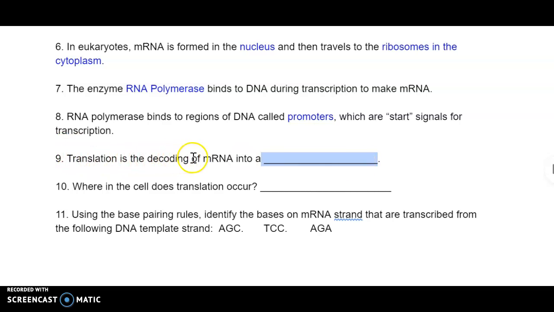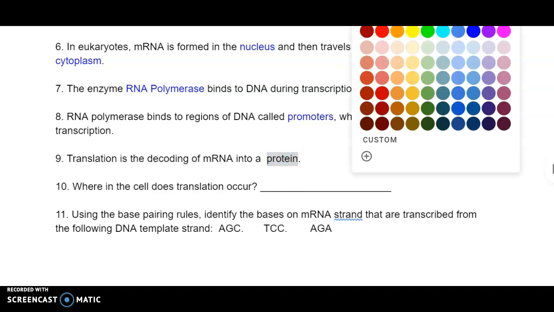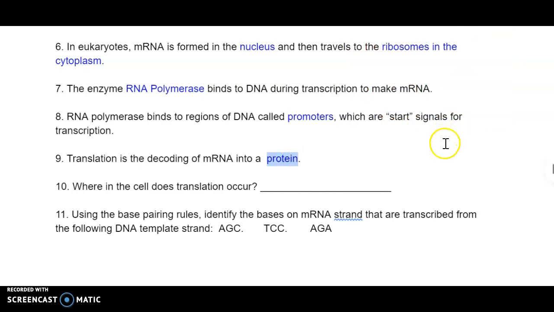Translation is the coding of the mRNA into a protein. That's going to happen at the ribosome. So the ribosome is going to do that, translating it into a protein. So protein is our blank there. And there's those two steps. There's transcription, which is the mRNA being made from the DNA, and then it goes out to the ribosome where it's translated into a protein.